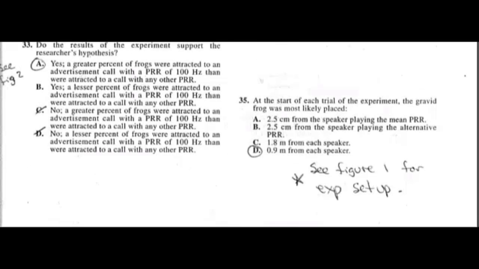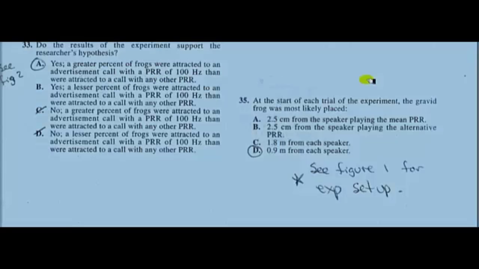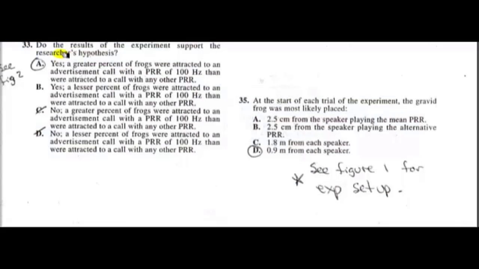Remember, if you're asked about the hypothesis and you're not really sure what it is, just finger scan for the word hypothesis, read what it says, and then look at the chart and see if it's true based upon what you see. So right away you know that answer choice C and D are out. It's going to be either A or B. A says yes, a greater percent of frogs were attracted to an advertisement call with a PRR of 100. That's what we saw in figure 2. So that's the correct answer.